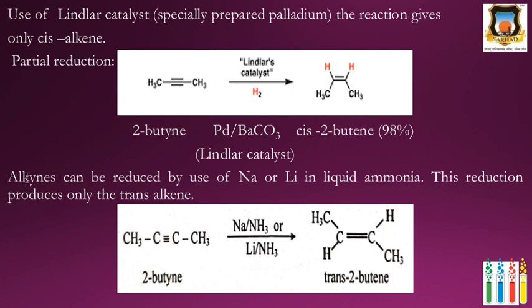Then alkynes can be reduced by using sodium or lithium in liquid ammonia, and this reduction gives only the trans alkene. Here when 2-butyne is allowed to undergo reduction in the presence of sodium in liquid ammonia, it gives trans-2-butene. Here the CH3 groups and hydrogens are on the opposite sides of the double bond. Therefore, it is trans-2-butene.